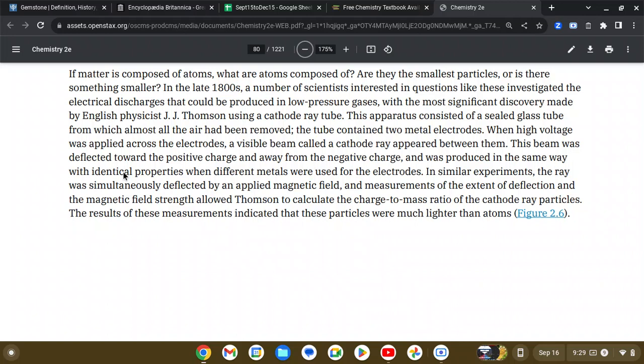The ray was simultaneously deflected by an applied magnetic field, and measurements of the extent of deflection and the magnetic field's strength allowed Thomson to calculate the charge to mass ratio of the cathode ray particles. The results of these measurements indicated that these particles were much lighter than atoms.